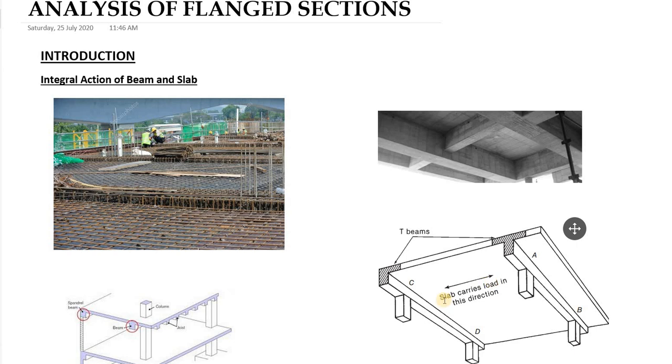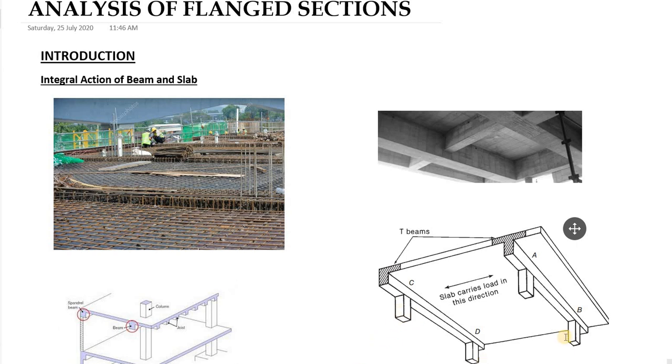So the slab is carrying load in this direction to these beams A, B, and C, D. And in turn, these beams are transferring this load to the columns in the other direction. So same goes on this side.